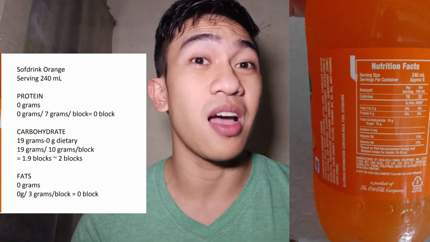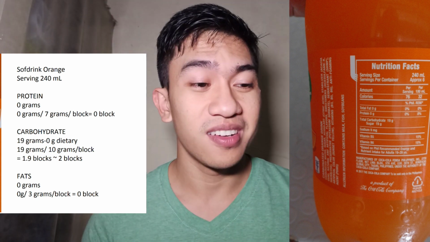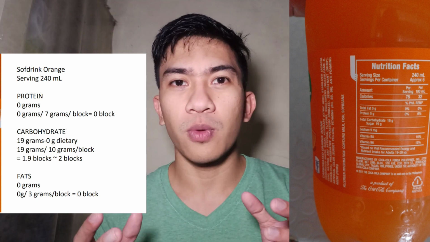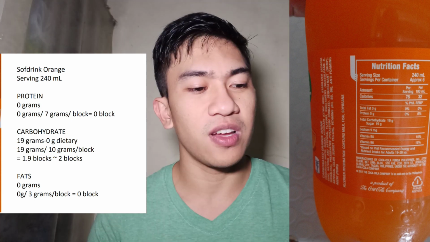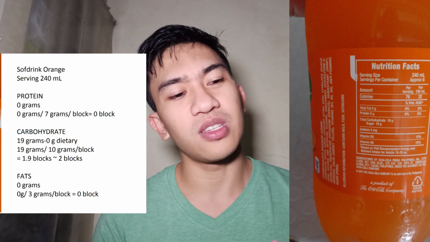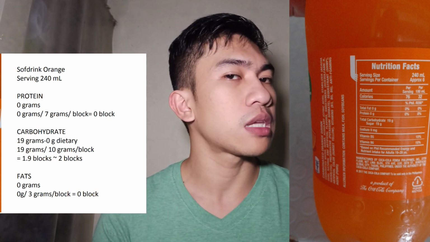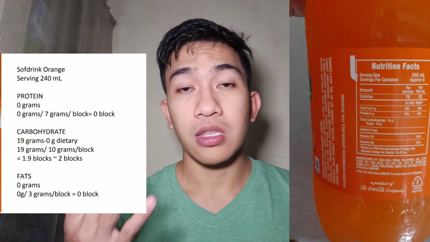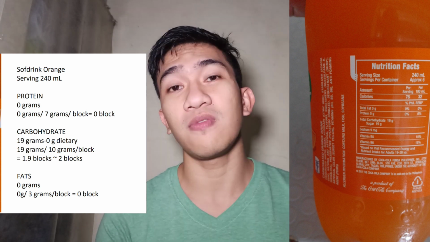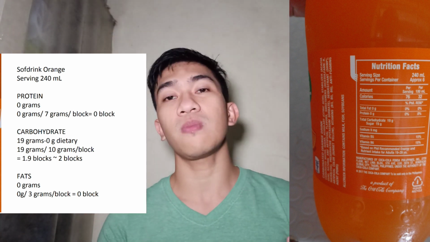Here is a 240 ml. 240 ml is commonly 1 glass of water. It's the same as this. So let's check it. The protein is 0, fats 0, but the carbohydrates are all made up of sugar. So let's use the value that a food block contains 10 grams of carbs. So 19 divided by 10, we have 1.9, and it's equivalent to 2.